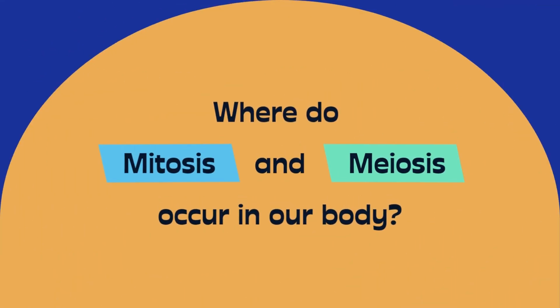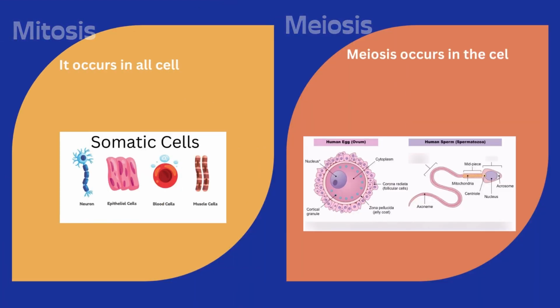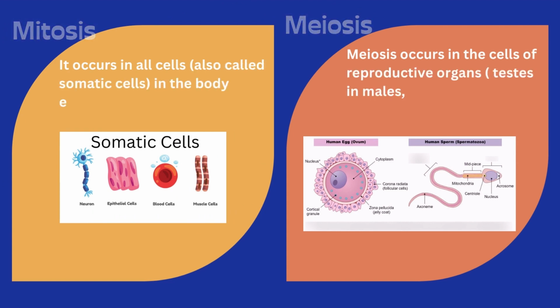Where do mitosis and meiosis occur in our body? Let's find out. Mitosis occurs in all cells, also called somatic cells, in the body except reproductive cells. Meiosis occurs in the cells of reproductive organs, testes in males, and ovaries in females.